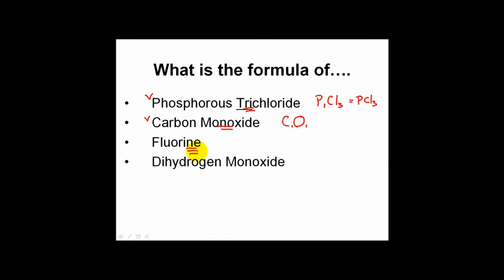Okay, fluorine is one of those exceptions to the octet rule, not the octet rule, I'm sorry, one of the exceptions to the naming rule. Anytime I name an element fluorine, what I'm really saying is I have 2 of that one element. And dihydrogen monoxide, dihydrogen, H2, monoxide, O1, H2O.